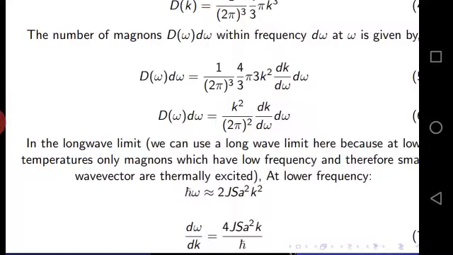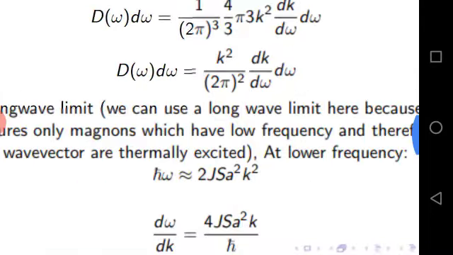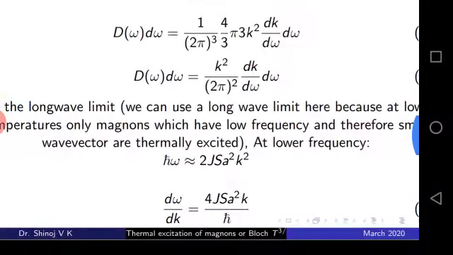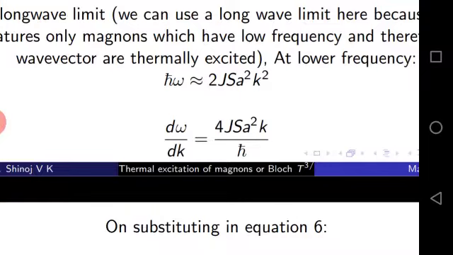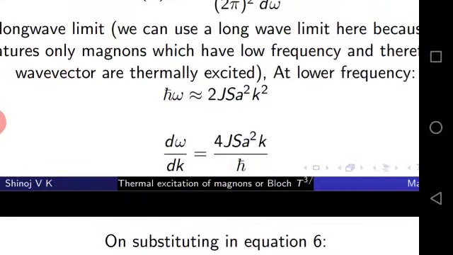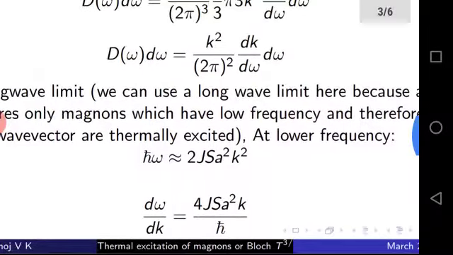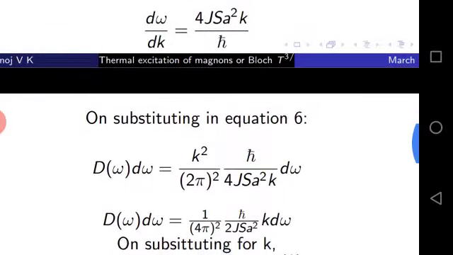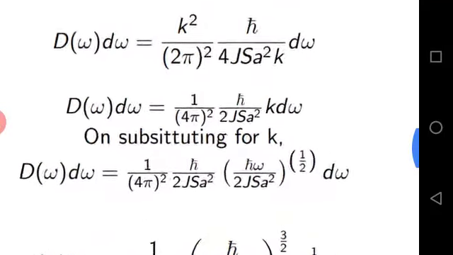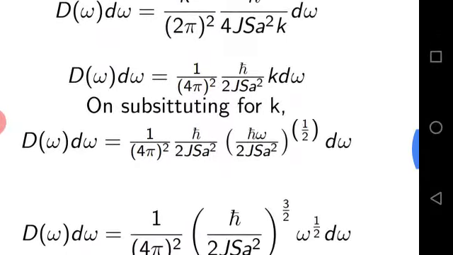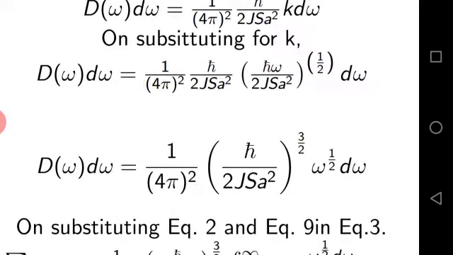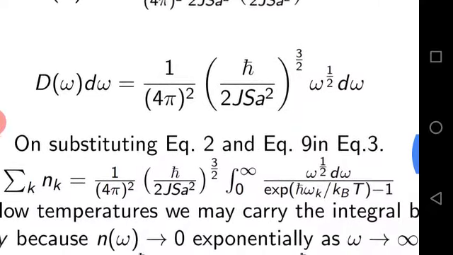So at low temperature, only magnons which have low frequency are thermally excited. So from the dispersion relation at low frequency, h cross omega is approximately equal to 2JS a square k square. This is applicable at low temperature. So we can take the derivative d omega by dk from this expression and substitute here in these expressions. Then there will be one term with k. Again we can substitute for k from these expressions, so that you will get this one, D(omega) d omega will be these terms. So this can be written in this format.